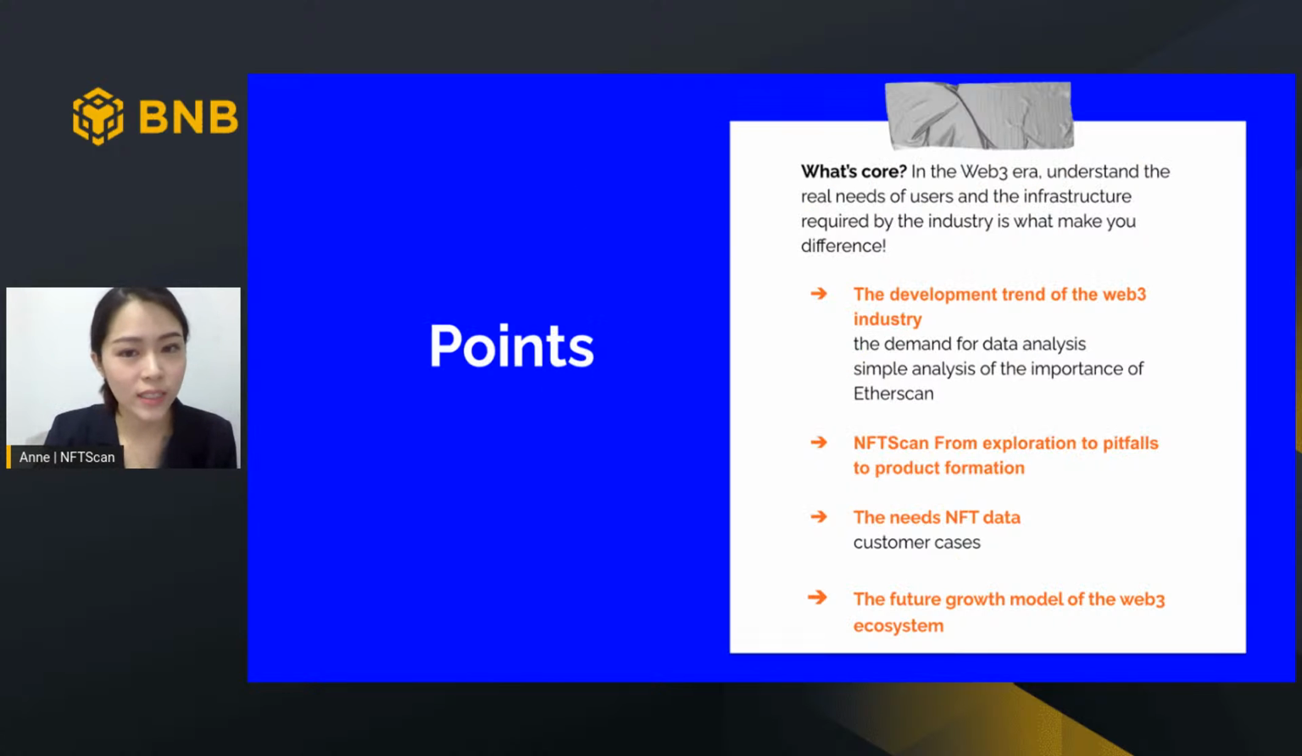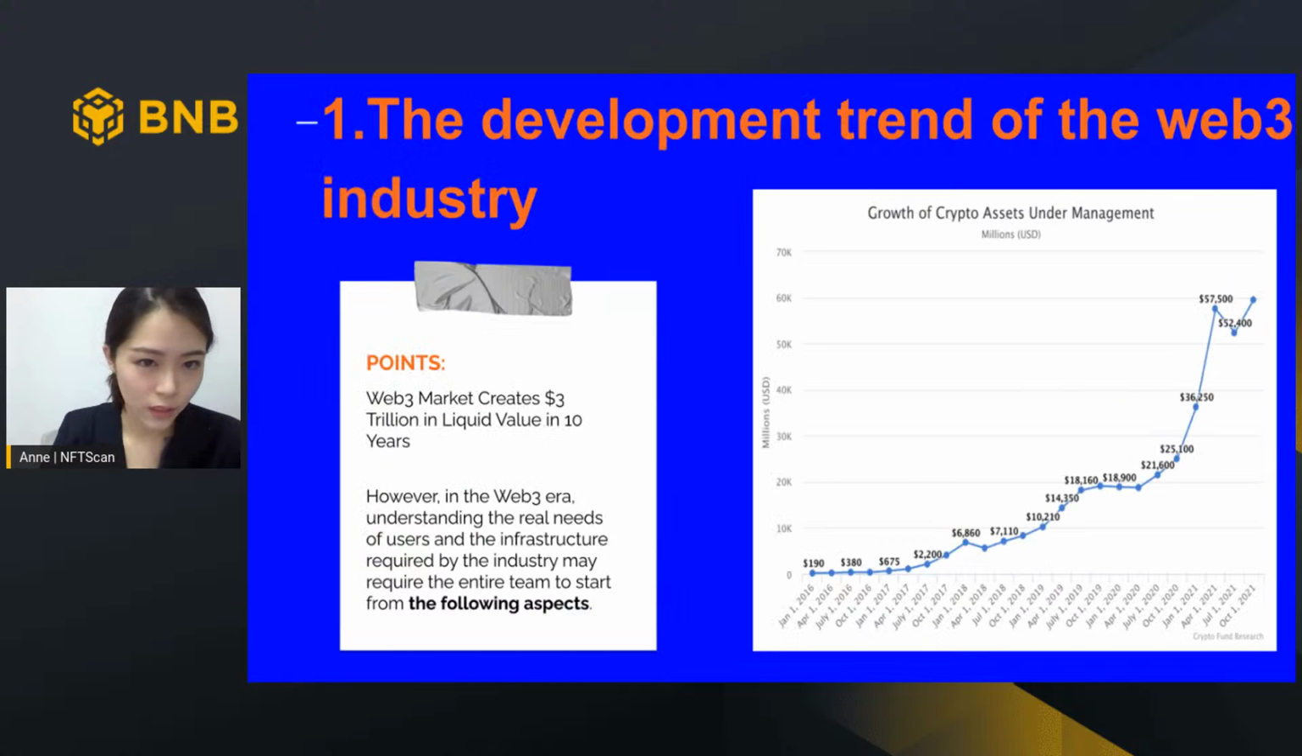And here are some points we can get to know together: the development trend of the Web3 industry and NFTScan, how we established NFTScan from exploration to pitfalls to product promotion. And the third point is the needs of NFT data. And the last one is the future growth model of the Web3 ecosystem. So now let's start from the first one, the development trend of the Web3 industry.